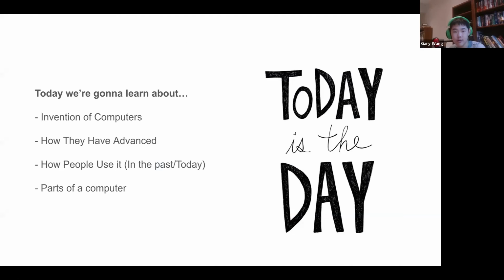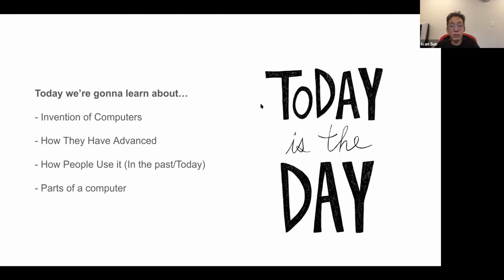So today we're gonna learn about 4 things. We're gonna just cover it generally, skim through it. First one is the invention of computers. Second one is how they have advanced. Third one is how people used it in the past and today, and how they might use it in the future, as well as finally just a little skim through of what the parts of a computer are and how they benefit us.